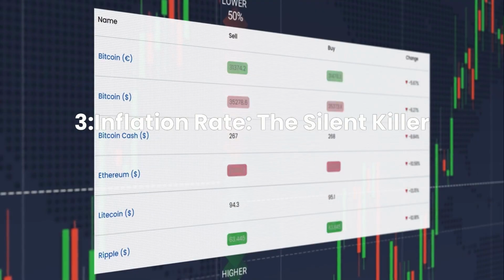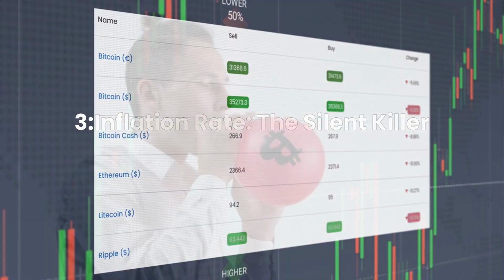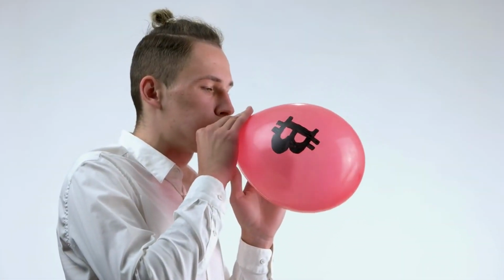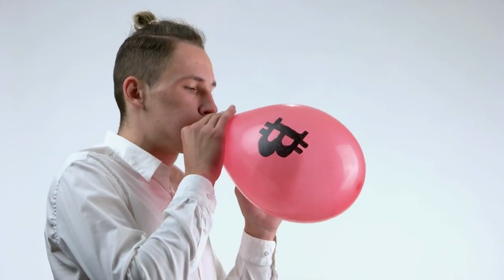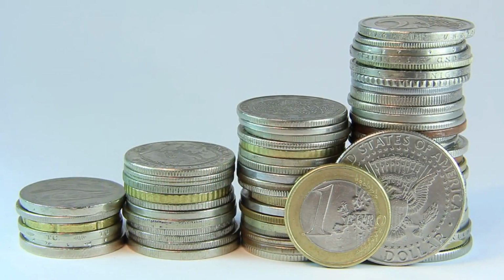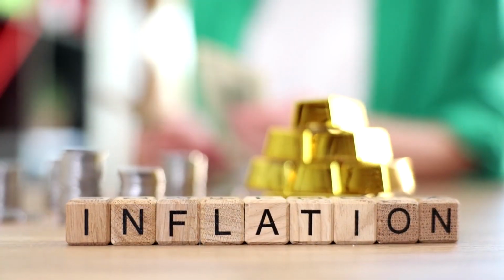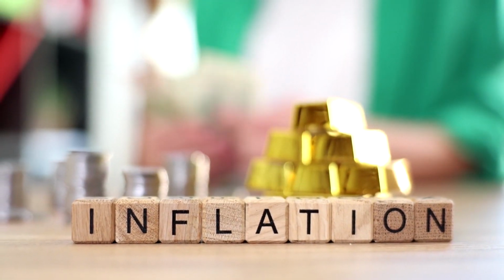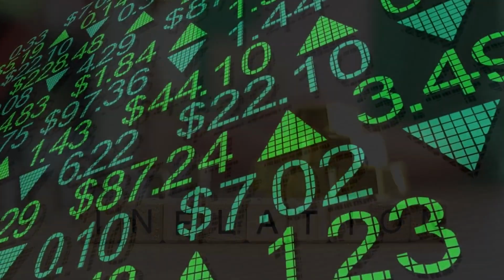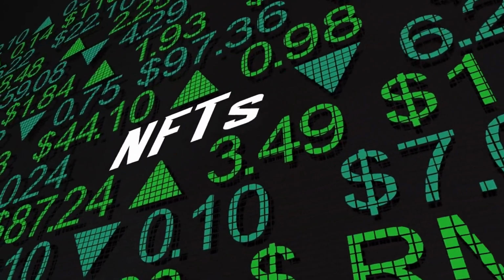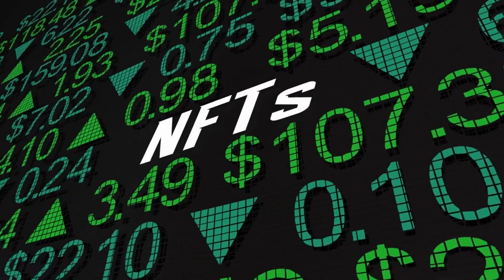3. Inflation rate, the silent killer. Crypto inflation refers to how quickly new tokens are added to the supply. High inflation can quietly erode your investment over time. Projects must justify inflation with increasing utility or rewards. If not, prices fall as the market struggles to absorb the new supply.